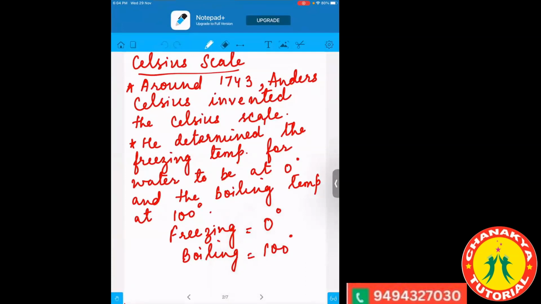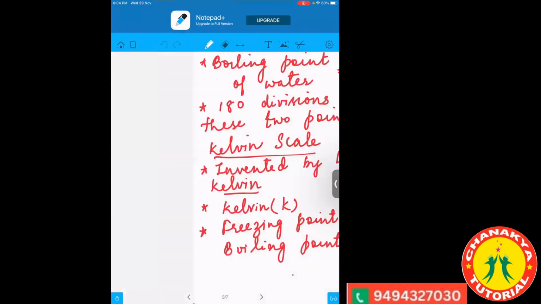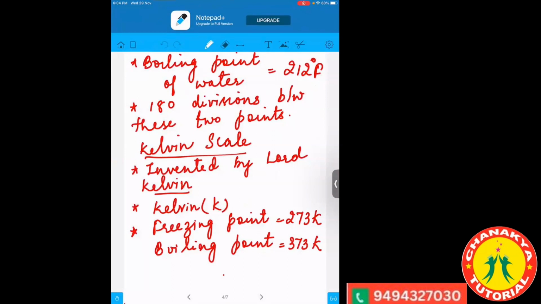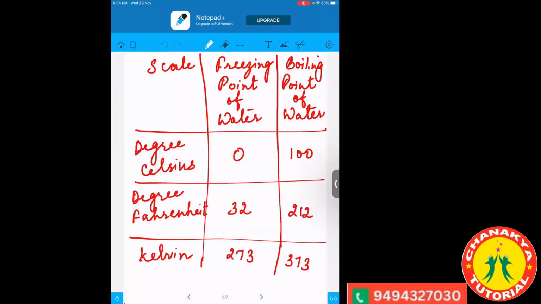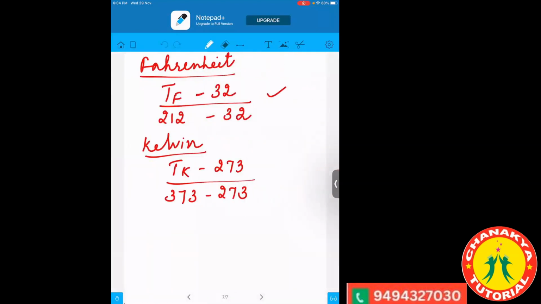Whereas the Fahrenheit scale was developed by Daniel Gabriel Fahrenheit. Freezing point was 32 and the boiling point was 212 Fahrenheit, and there were 180 divisions between these 2 points. And the last scale, the Kelvin scale, was invented by Lord Kelvin. Freezing point was 273 and boiling point was 373. So we have summed up all 3 scales and the formula for finding all those things.